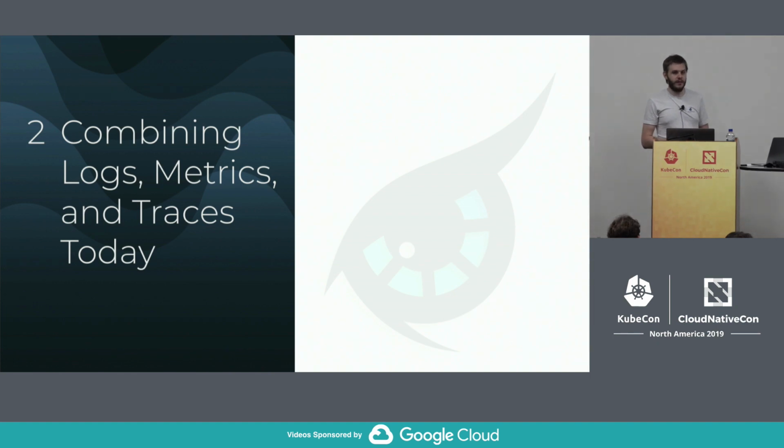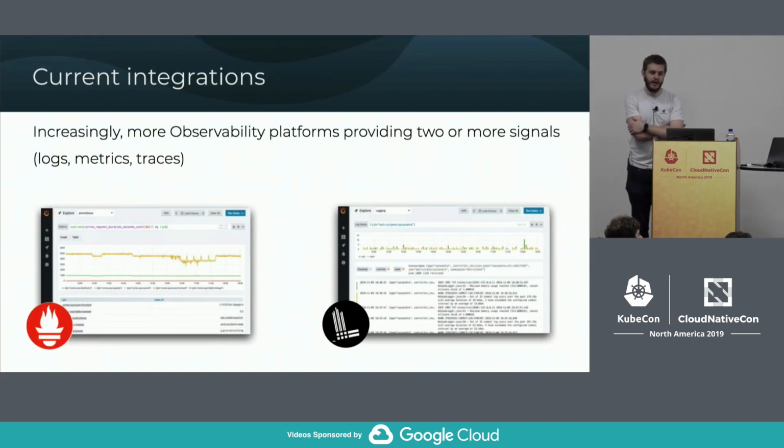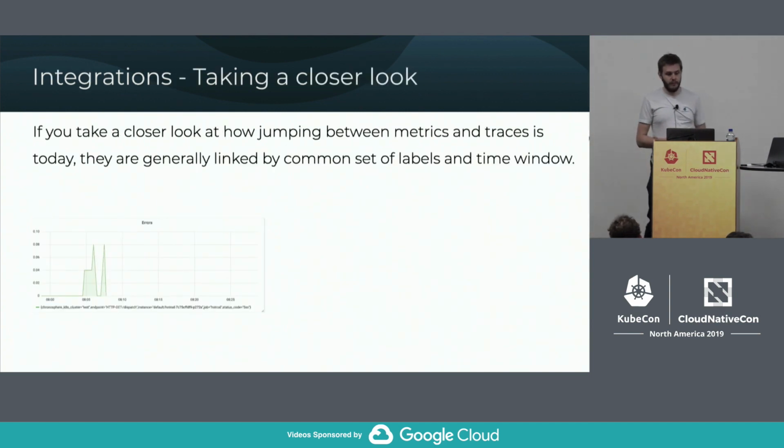So I wanted to talk to you a little bit today about what combining logs, metrics, and traces looks like. Increasingly, more observability platforms are providing at least 2 signals, perhaps all 3, for observability, for monitoring, and for instrumenting your systems. So here we see Prometheus, as well as Loki. These are basically 2 projects that you can use in the Grafana UI to view metrics and logs, rather.